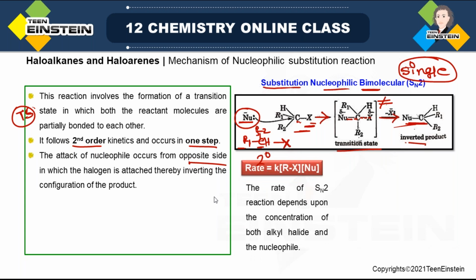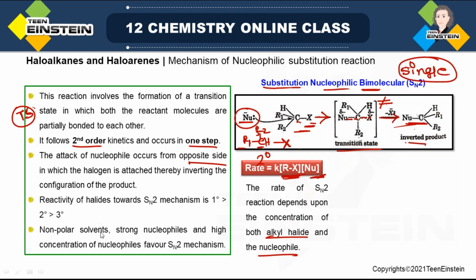So this is the rate expression. In the previous case, we have seen rate equals k, the rate constant, and only the concentration of RX, that is alkyl halide. But now you also have the concentration term of nucleophile. So as two species are involved, that is why it is second order, that is why it is bimolecular. So the rate of the SN2 reaction depends upon the concentration of both alkyl halide as well as the nucleophile. Okay.